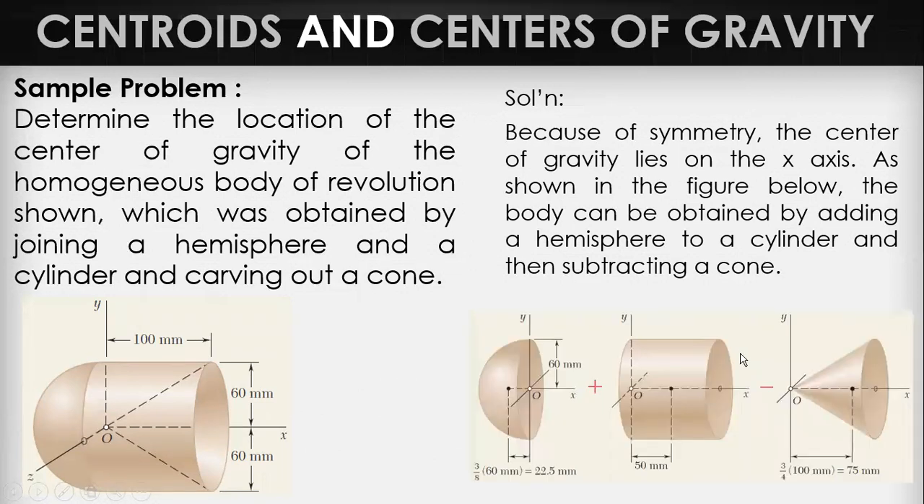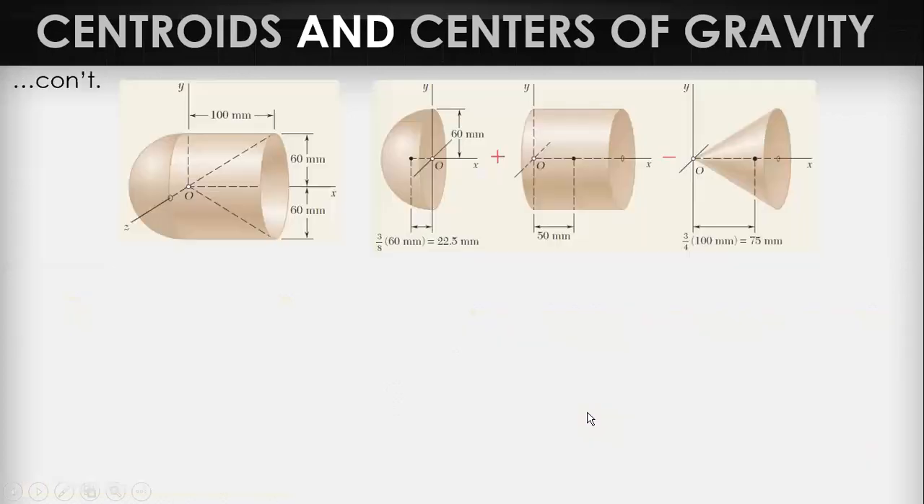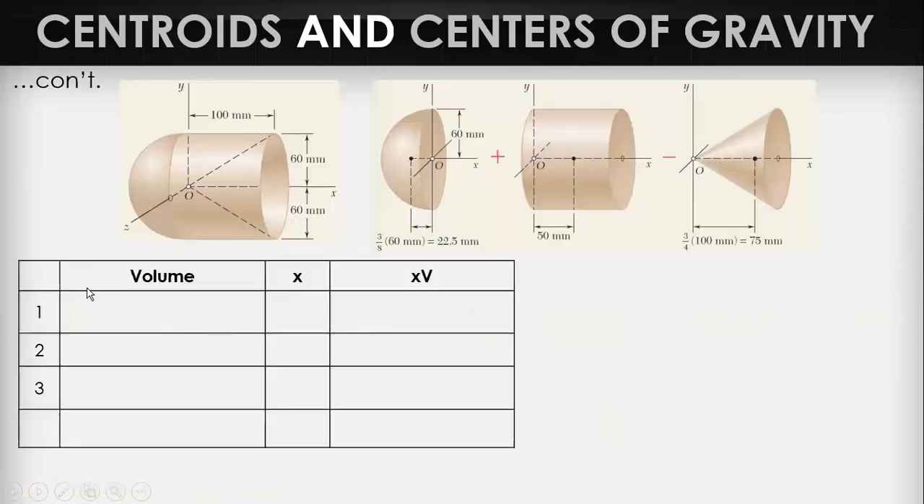As shown in the figure below, the body can be obtained by adding a hemisphere, this one. It is joined here. Hemisphere, add the cylinder. And then subtract the cone, because it is a hollow part. Okay. So construct the table. We only need x, the x distance, since y bar is 0 and z bar is also 0.